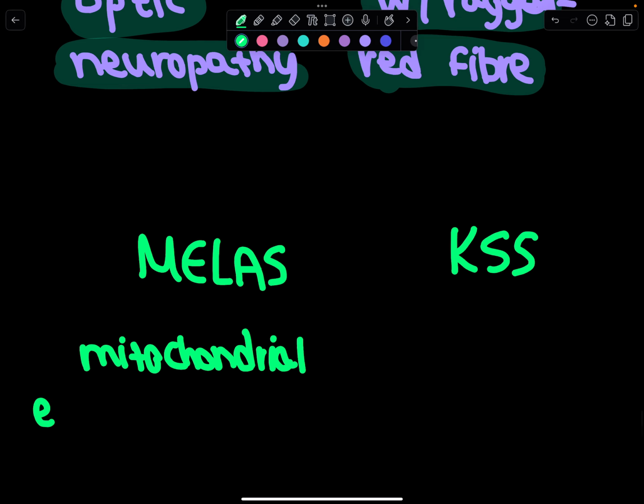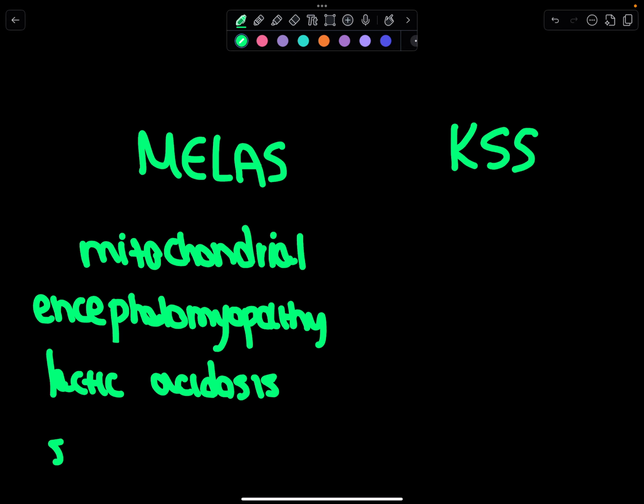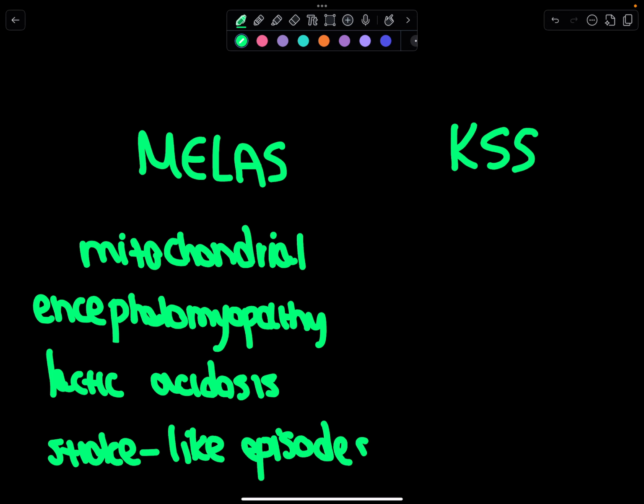MELAS, mitochondrial encephalomyopathy, lactic acidosis, and stroke-like episodes, causes brain and muscle issues, lactic acidosis, and stroke-like episodes, often due to mtDNA mutations like MT-TL1, with symptoms like seizures and weakness. Kearns-Sayre syndrome, KSS, involves early onset before 20, eye muscle weakness, pigmentary retinopathy, and heart block, caused by large mtDNA deletions. Both are heteroplasmic, with variable severity based on mutated mtDNA levels. Want to dig into symptoms or treatments?